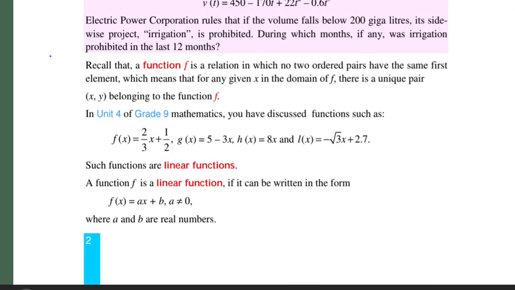A function is a relation in which no two ordered pairs have the same first element, which means that for any given x in the domain of f, there is a unique pair (x, y) that belongs to the function.